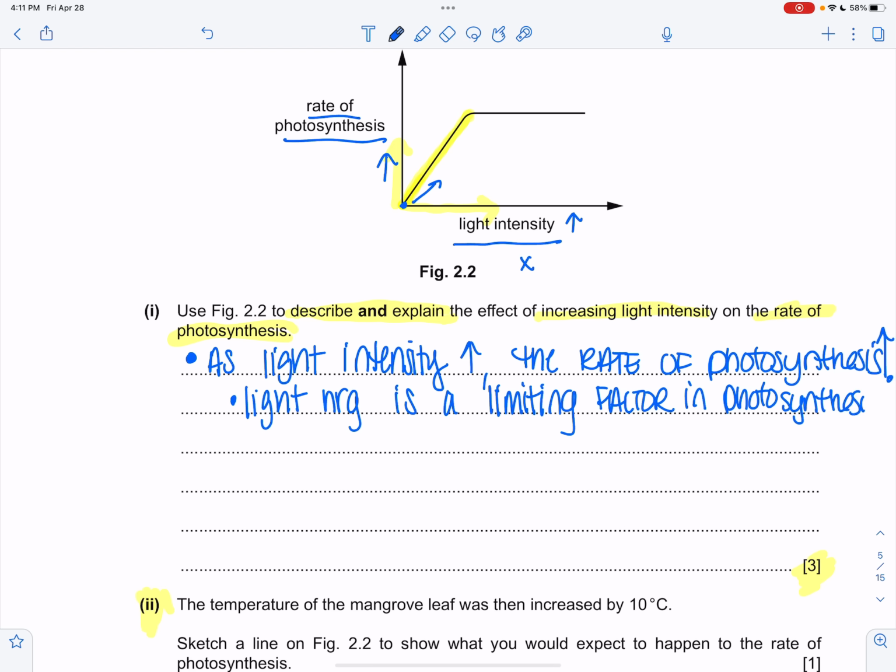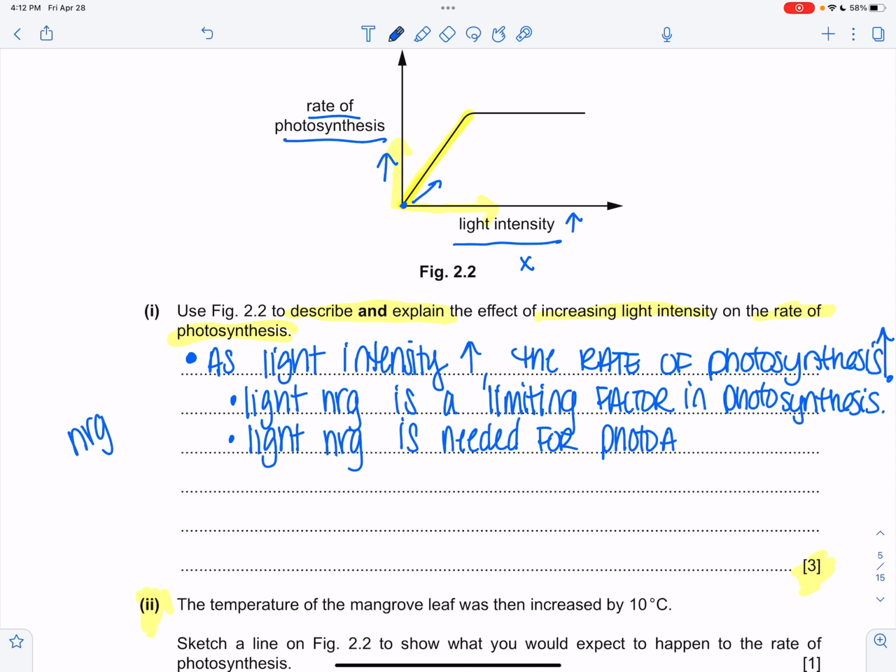And another thing that I use for shorthand is this NRG, energy. That is also something that we're not going to say on Monday. Light energy is needed for photo... I was going to say photoactivation. I don't think that would be wrong, but photolysis.